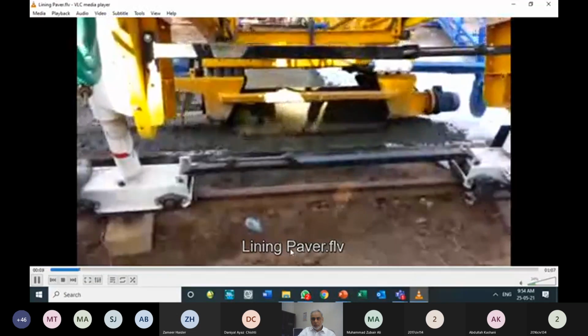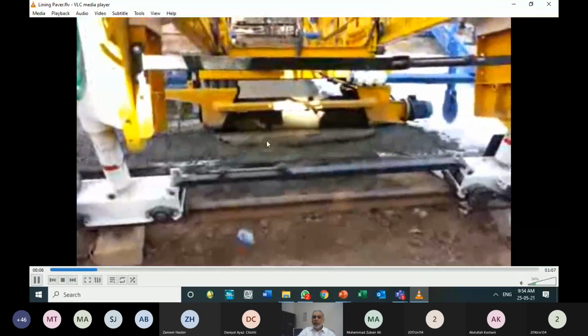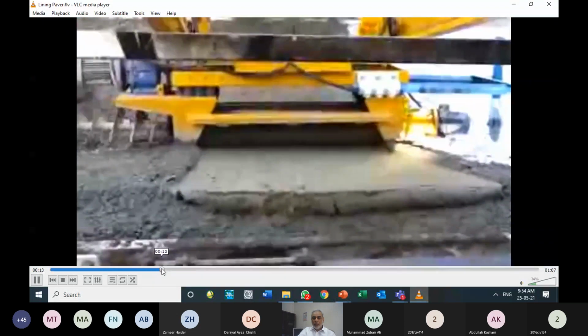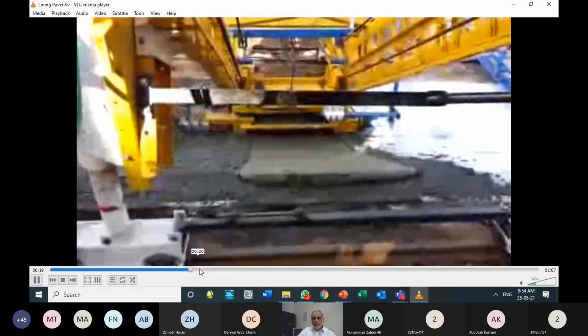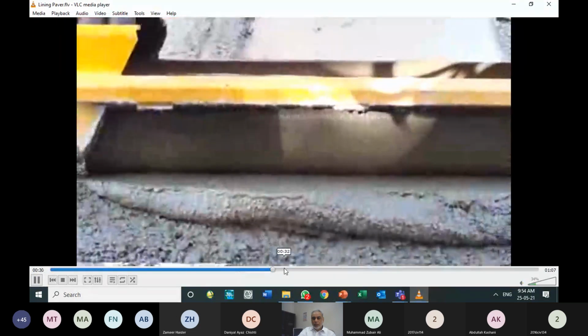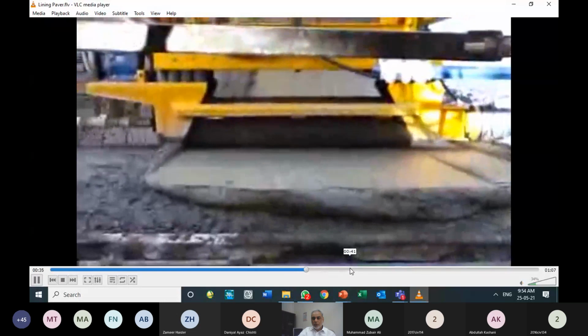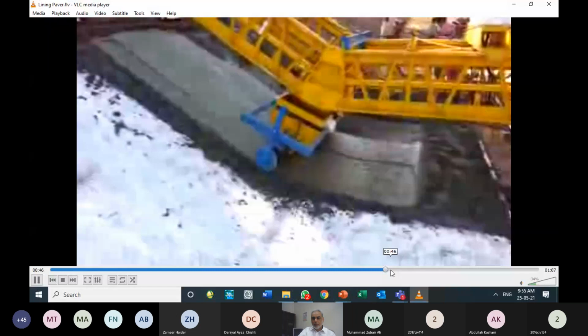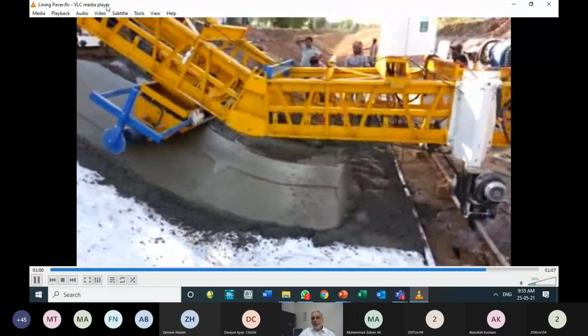ये साइड पे लाइनिंग करने के लिए ये रोलर है which moves up and down and then moves in the longitudinal direction. They have a roller which is supported on a frame, on a truss, and it is being lifted or pulled with the help of the ropes.